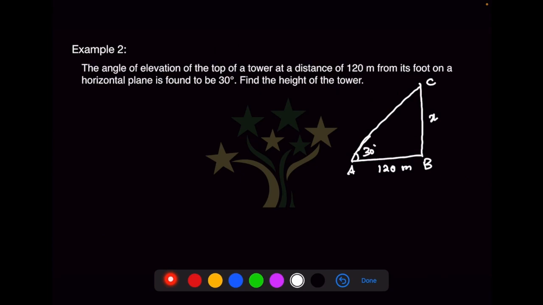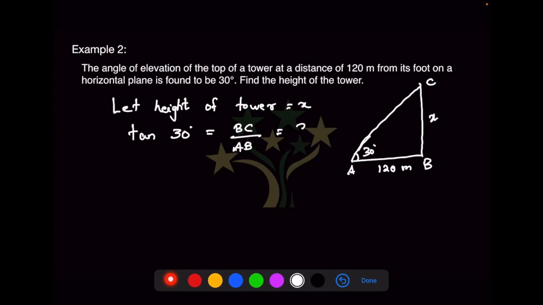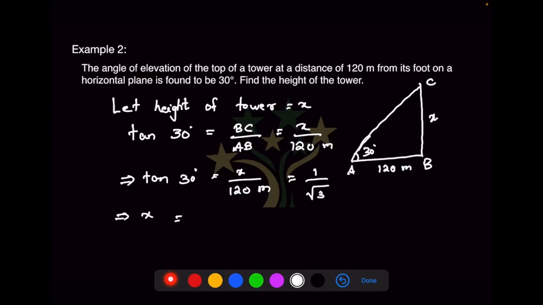So we have the height of the tower. Let the height of the tower be x. We proceed as tan 30 degrees is equal to BC by AB, which is x by 120. Tan 30 degrees is equal to x by 120 meters. So what is tan 30? Tan 30 is 1 by √3. So what is x? X is 120 meters divided by √3. So the answer is 69.28 meters. This is the height of the tower.